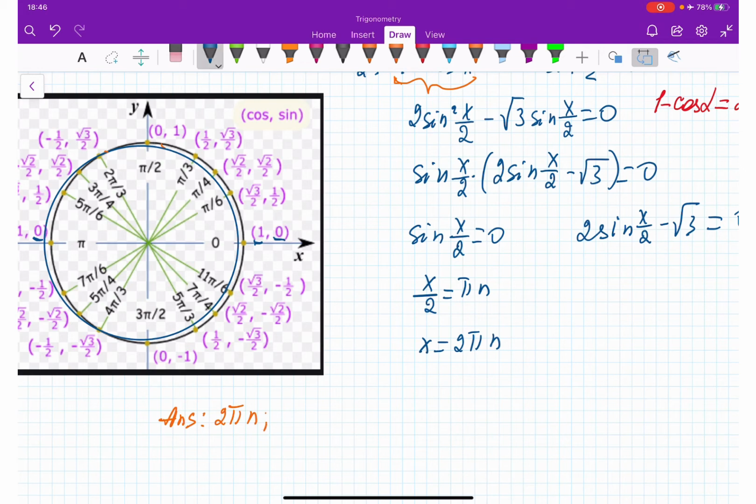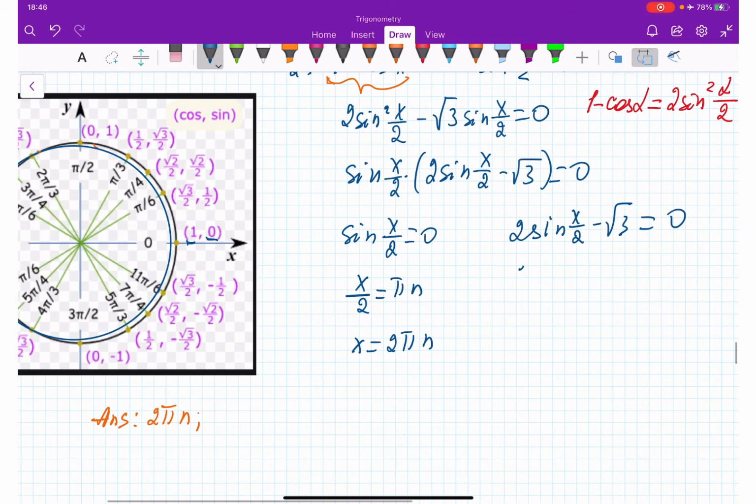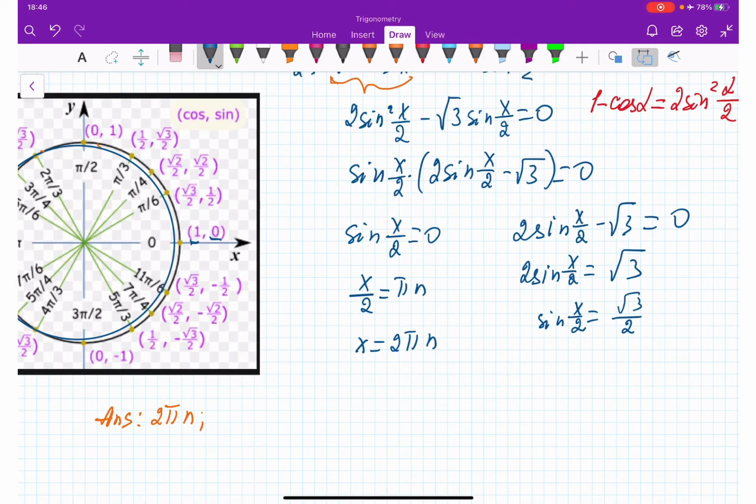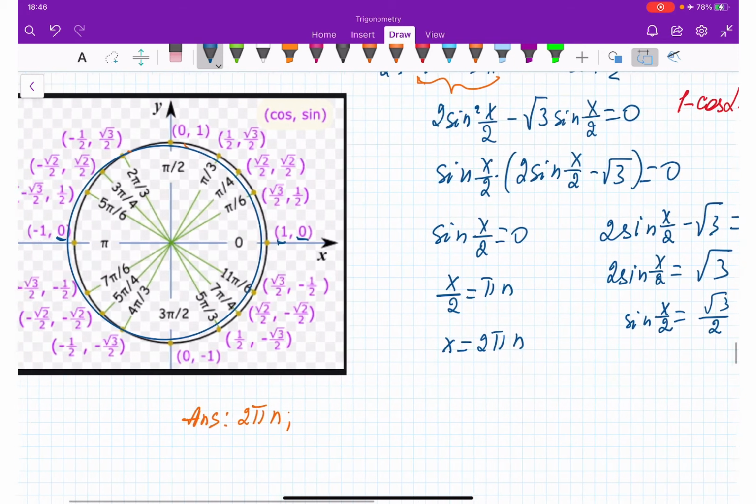And the next one, let's solve. So 2 sine x over 2 equals square root 3, right? From here, sine x over 2 is equal to square root 3 over 2. Well, let's figure it out. Which angle has a sine equal to square root 3 over 2?